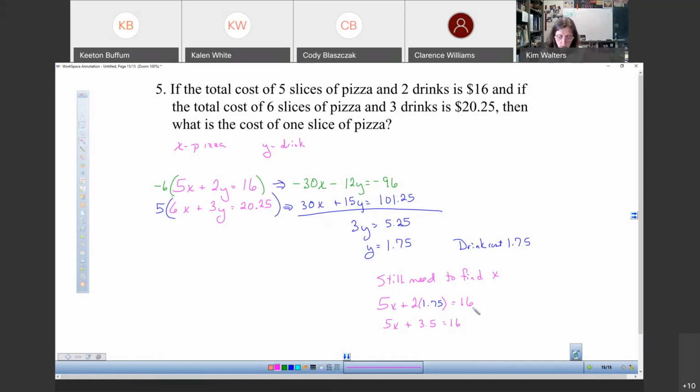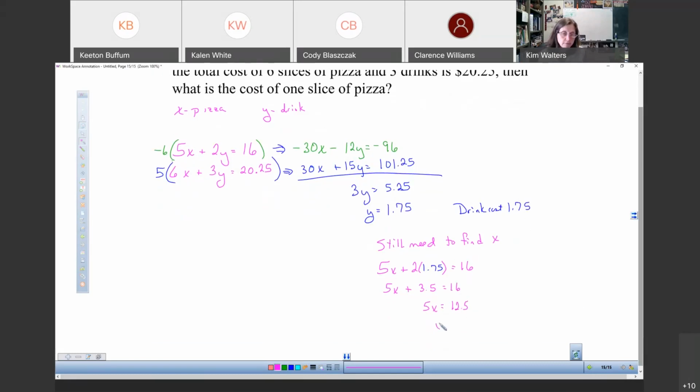Okay. And I'm going to subtract that from both sides. And so I have 5x is equal to 12.5. And I'm going to divide both sides by 5. And I get that x is 2.5, which means that the pizza costs $2.50 per slice. Okay? And that's ultimately what we were looking for.